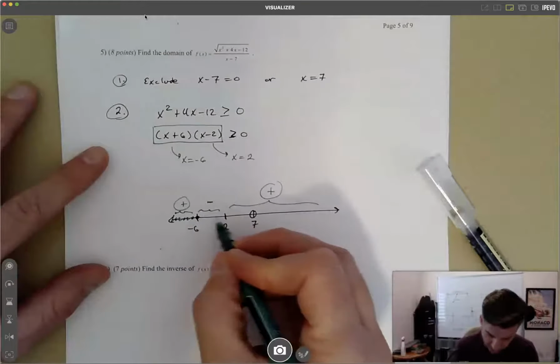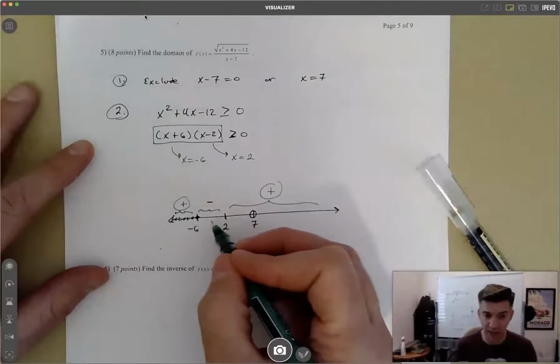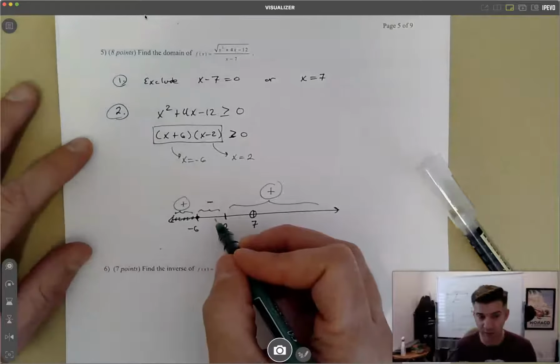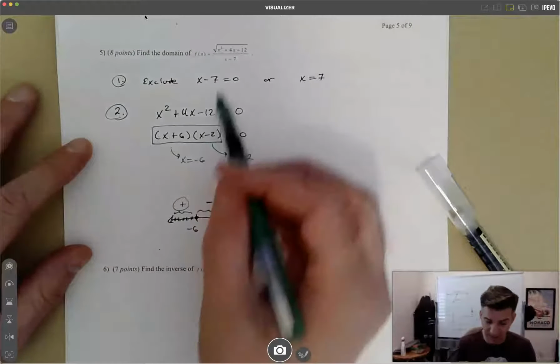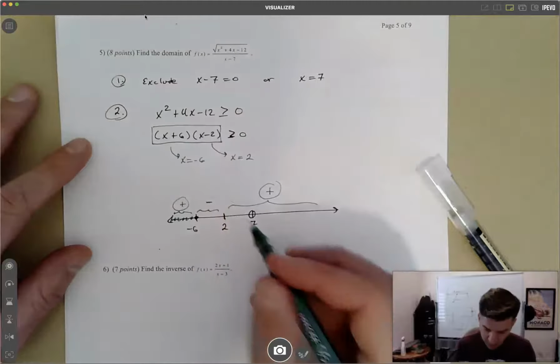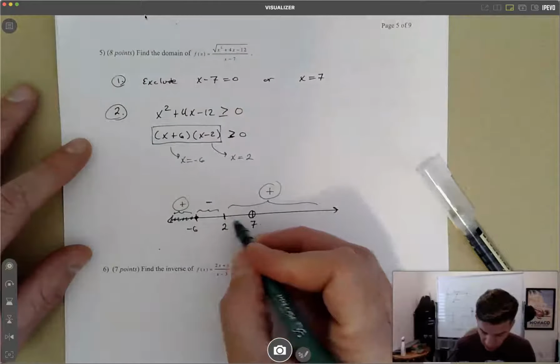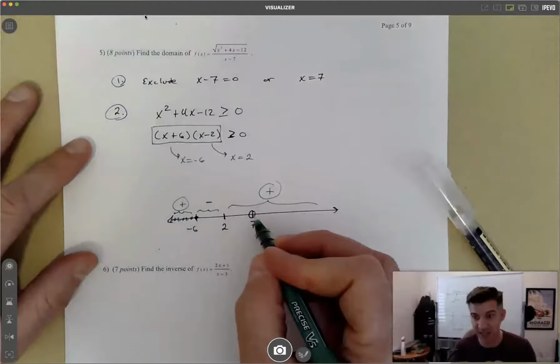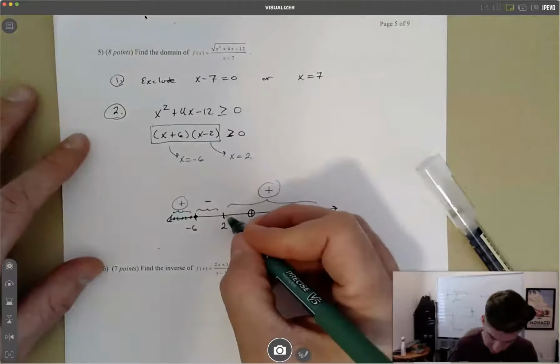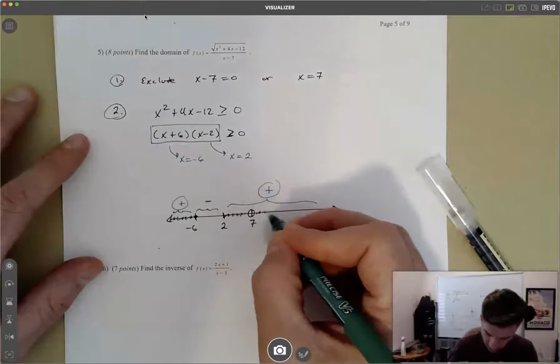I don't want any of this, nothing between -6 and 2. I don't want -4. I don't want +1. Both of those make this negative, and we can't take the square root of a negative. But I do want everything from 2 onward, except I don't want that 7, because that 7 makes the denominator 0. So I want all of this, and I want all of this.